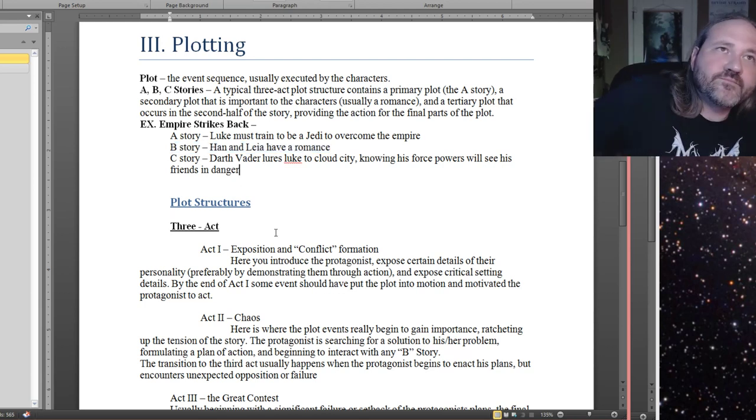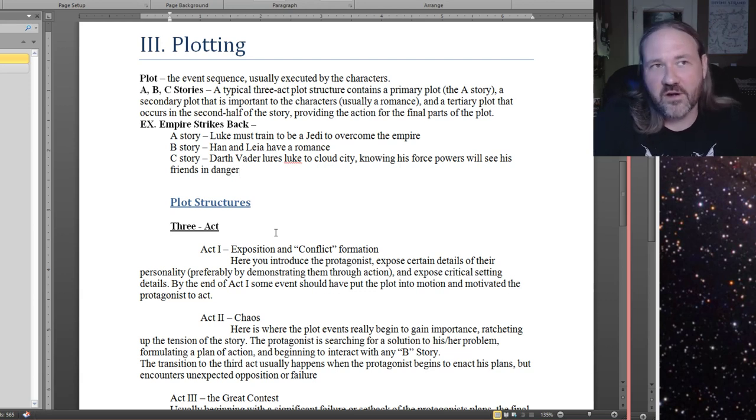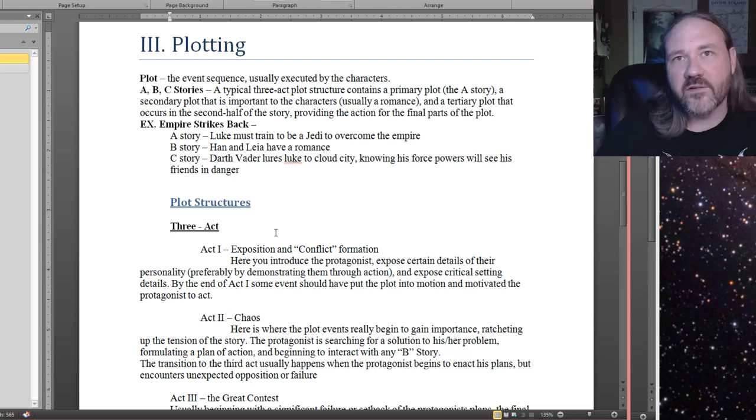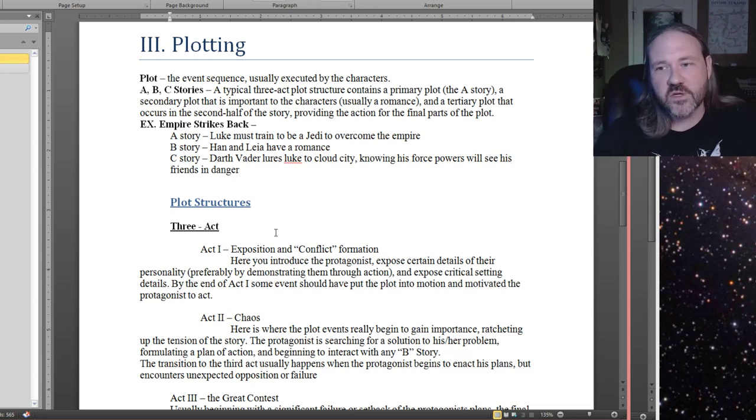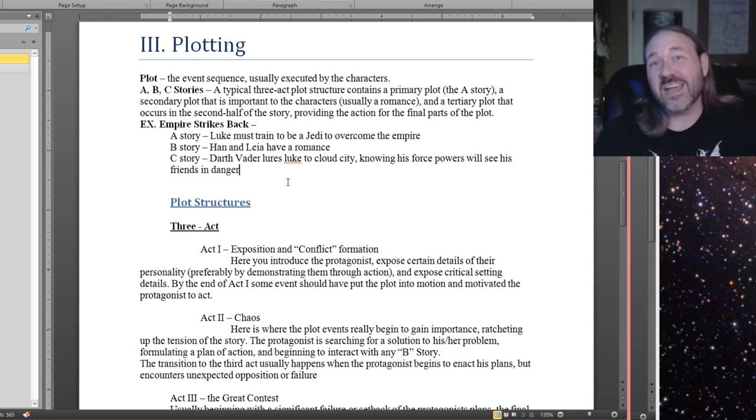The C story is Darth Vader luring Luke to Cloud City. So he's chasing Han and Leia. Once he captures them, once his machinations come to capture them, that causes the third act to be set up and to force Luke to face him when Luke isn't ready. And of course, Empire Strikes Back is kind of an odd duck: the protagonist loses. The main guy loses.